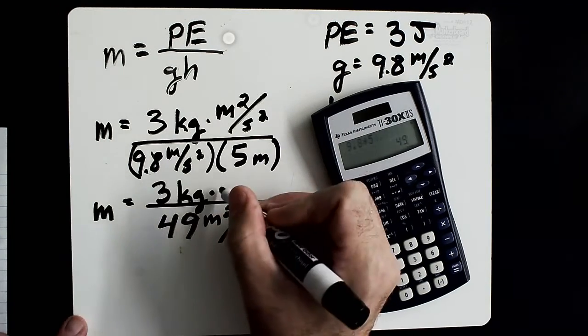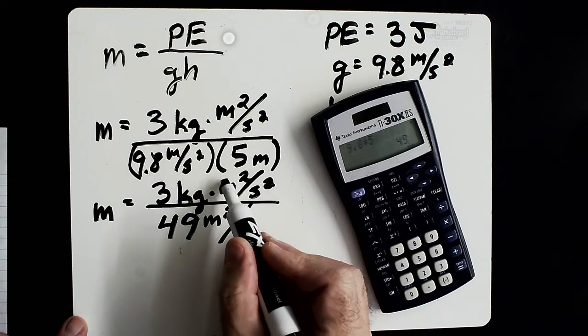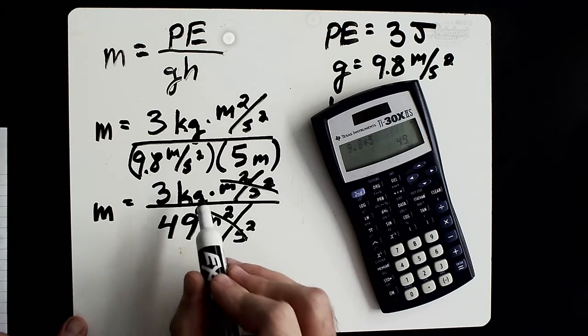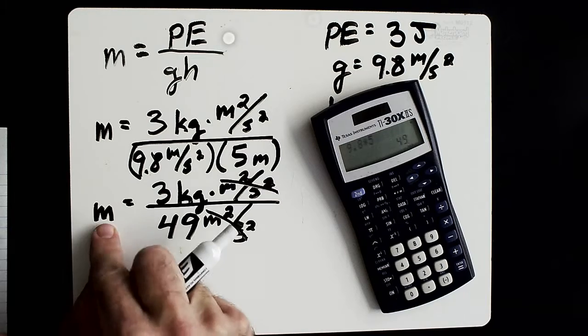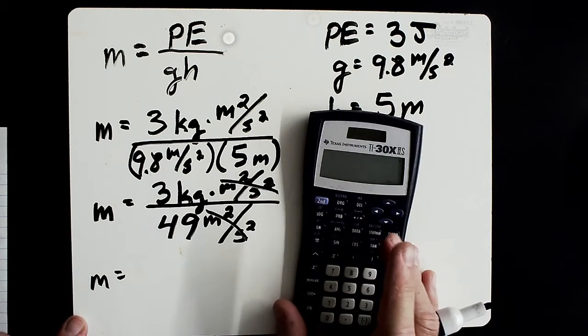3 kilogram meters squared over seconds squared. The meters squared and the seconds squared cancel out, leaves me with the only units, which is kilograms. That's what I want, which is a mass. Okay, that keeps track of whether I'm doing it correctly or not.